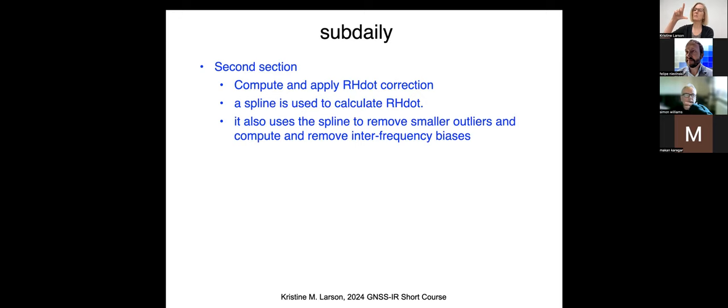But when you make these bias corrections, you are going to improve your solutions. And you won't see it going from 10 centimeters to 2, but you might see it going from 10 centimeters to 8 centimeters. And that's a significant improvement.